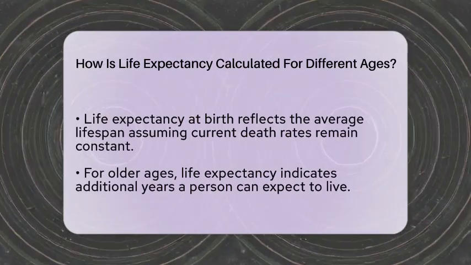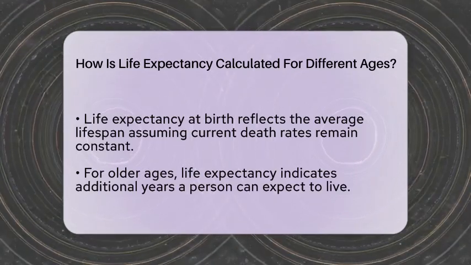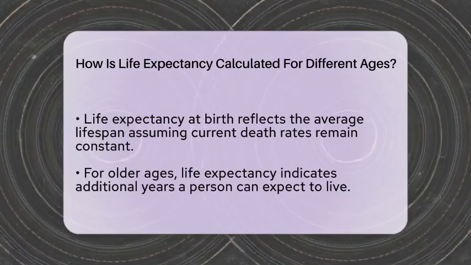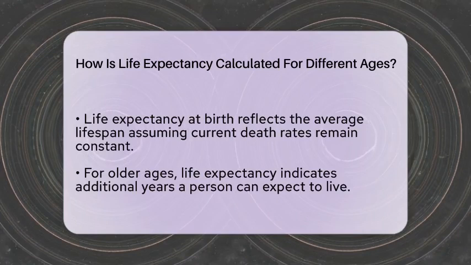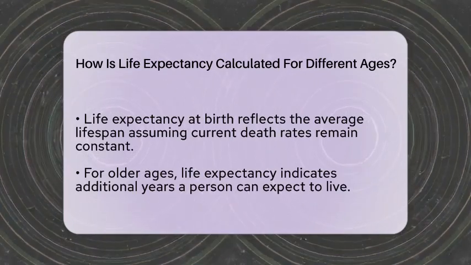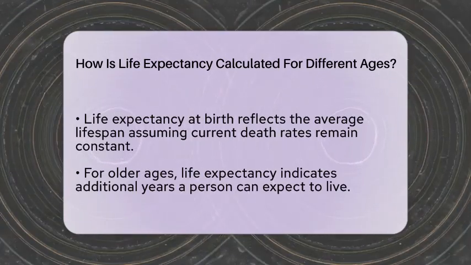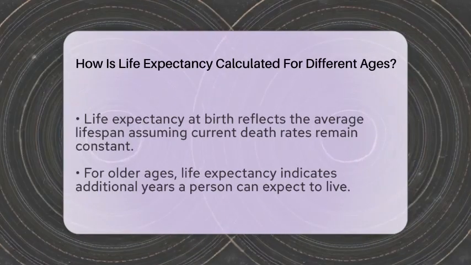In the United States, this calculation is based on data collected by the National Center for Health Statistics and the Census Bureau. They use special techniques to smooth out fluctuations in death data and adjust for differences like race and ethnicity. These calculations help us understand trends over time, like if people are living longer or if health problems are causing more deaths at certain ages.